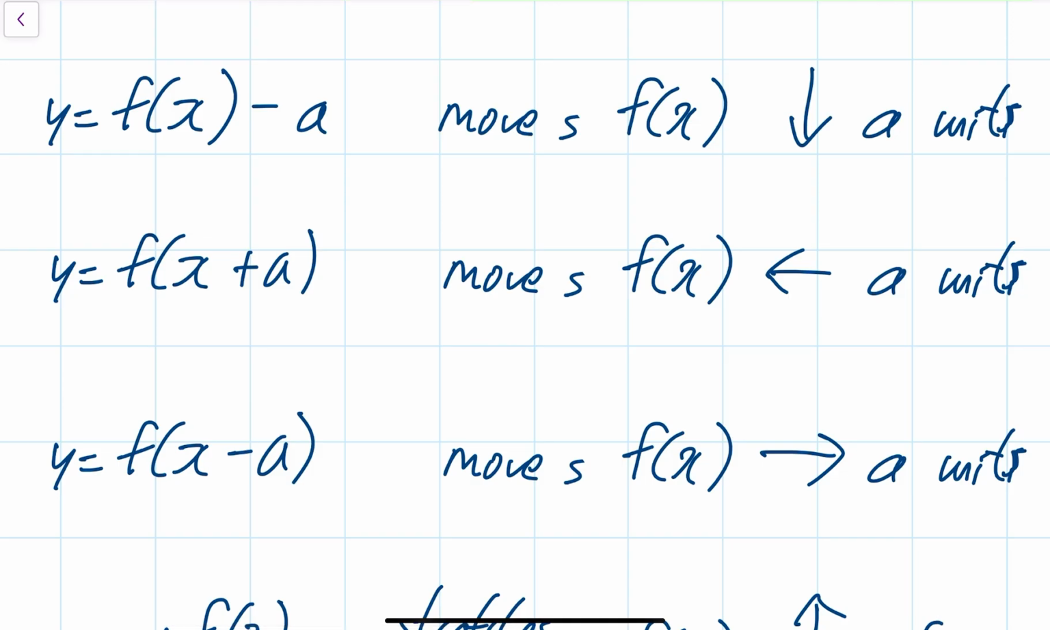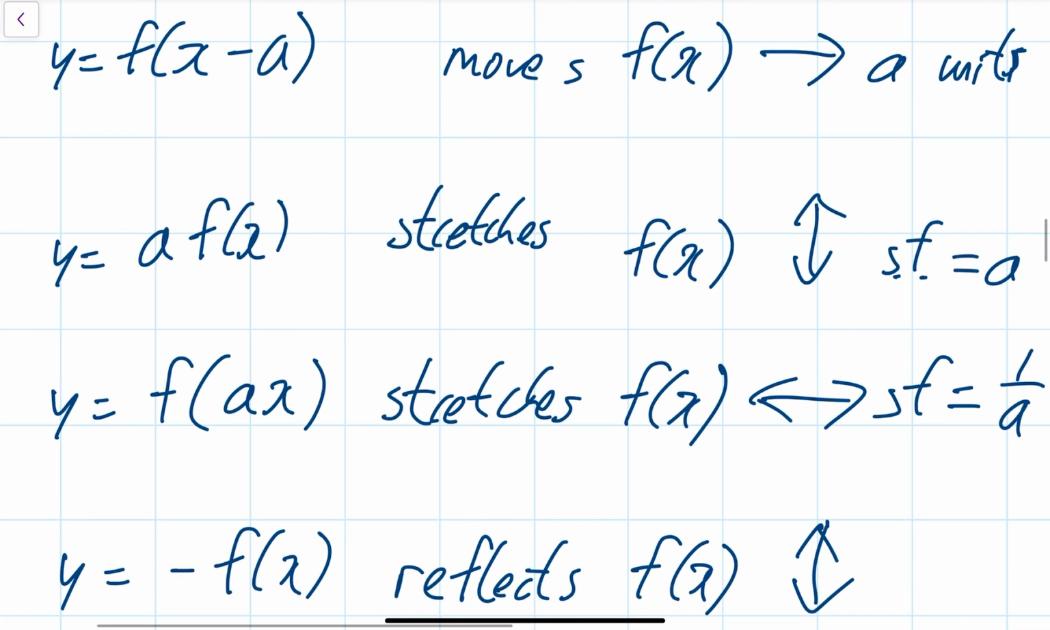y equals f of (x plus a). Now this plus a is inside the bracket. So plus a, I would think it would move it to the right. But if it's inside the bracket, it's a bit of a pain. It doesn't do what you would expect, so it moves it left. That's an easy way to think about it. And the next one, f of (x minus a), I would think it would move it left. It's inside the bracket, it's a bit of a pain, so it moves it to the right.